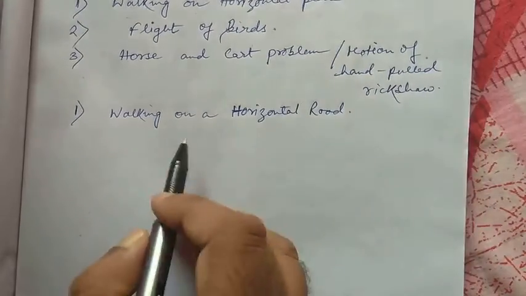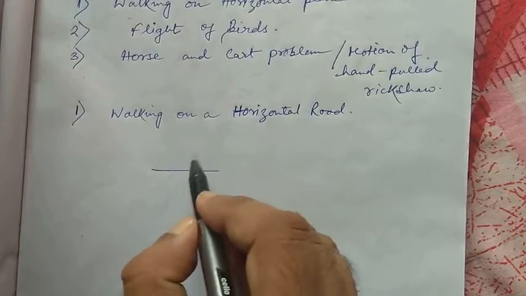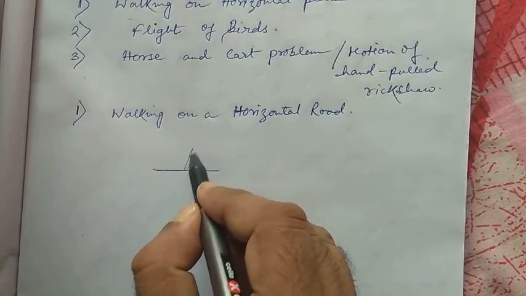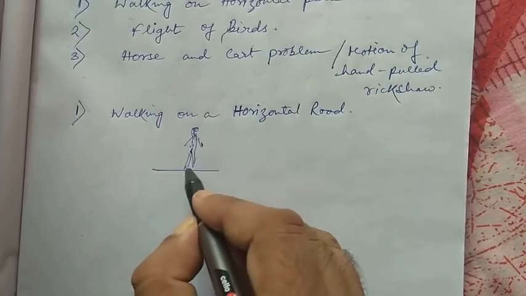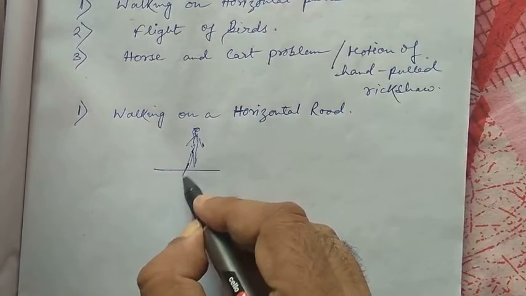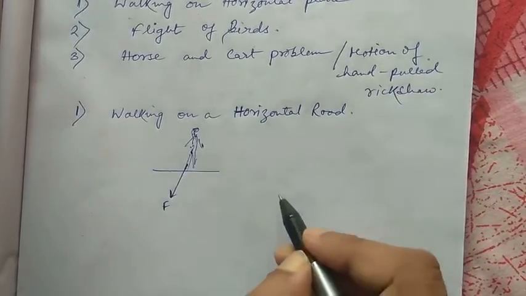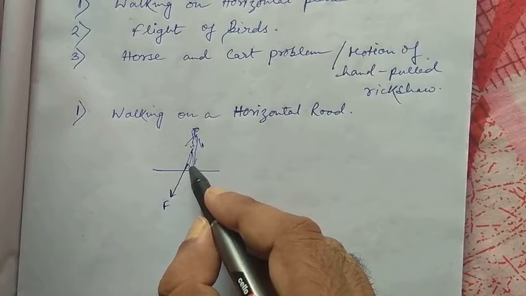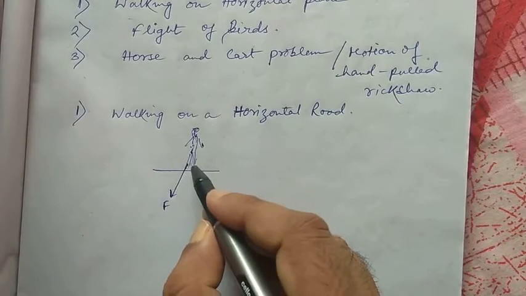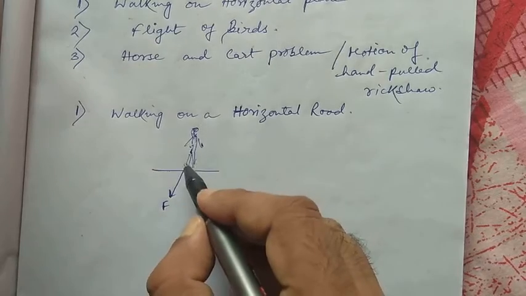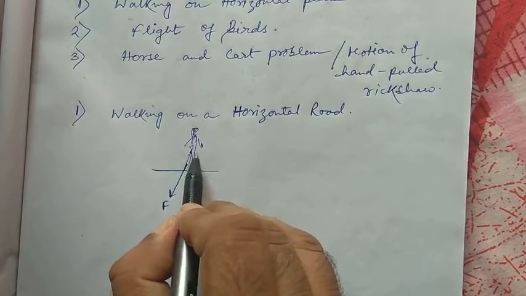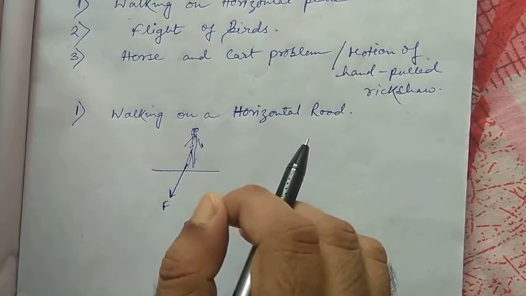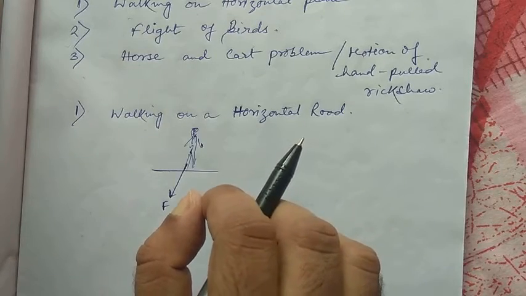When a person walks on a road, he forces the ground downwards with a force F in this direction. This is a kind of oblique force given by the man onto the ground. Now why does he give this force obliquely? So that he can move forward. We are going to discuss this.